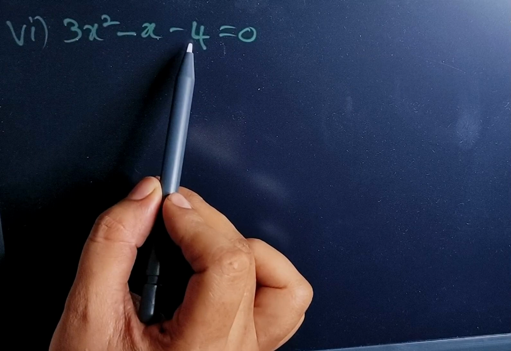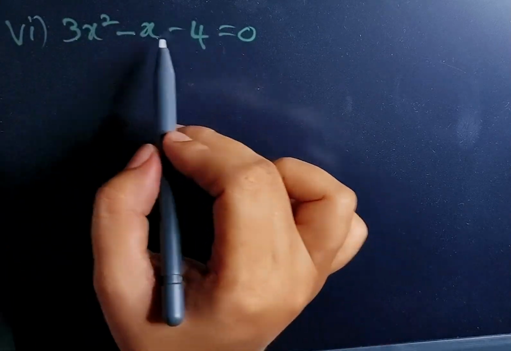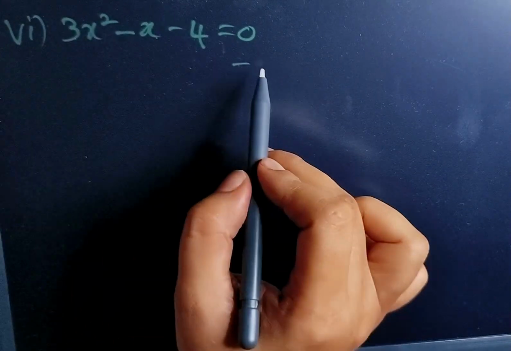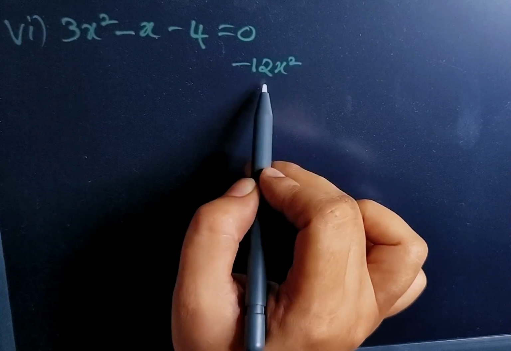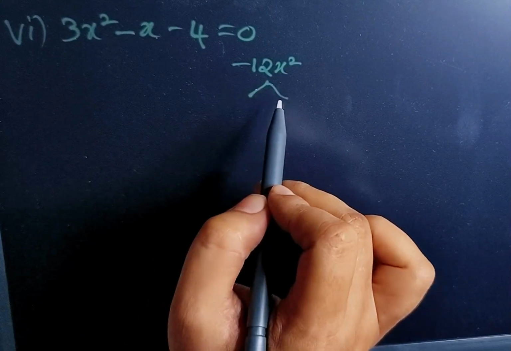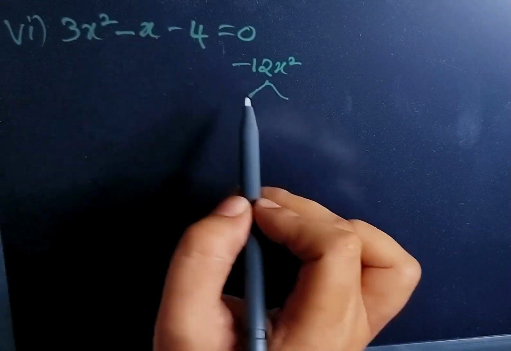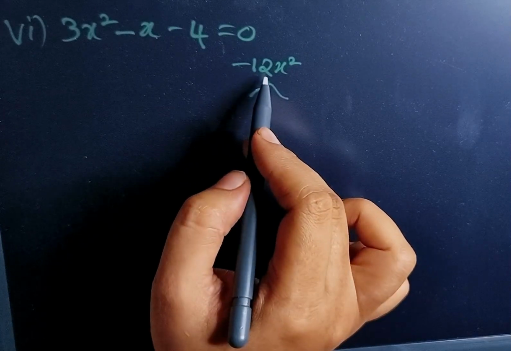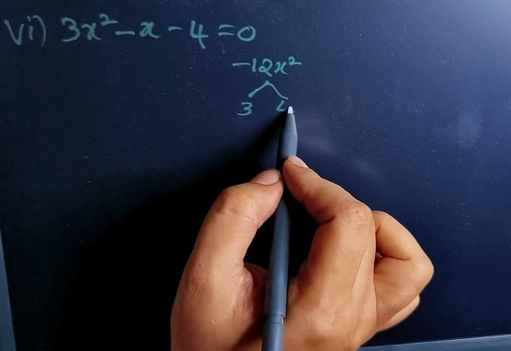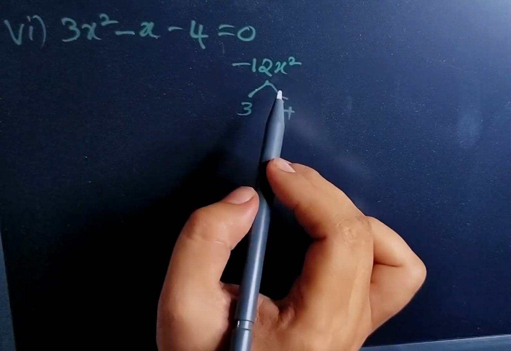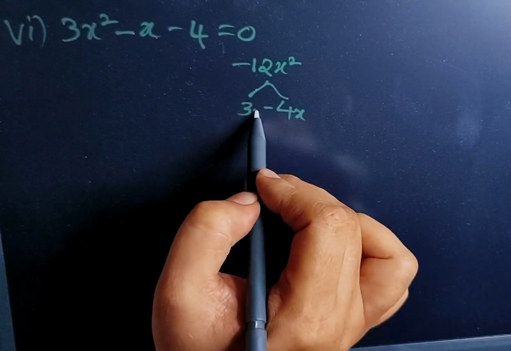So it is in decreasing order. We will multiply the x square and constant term. Plus into minus, 4 3s are 12 x square. Since the product is minus, one should be minus, one should be plus. Since the middle term is minus, the greater number should be negative. So here we have 3 4s are 12. When we subtract 4 and 3, we will get 1. So minus 4x plus 3x.